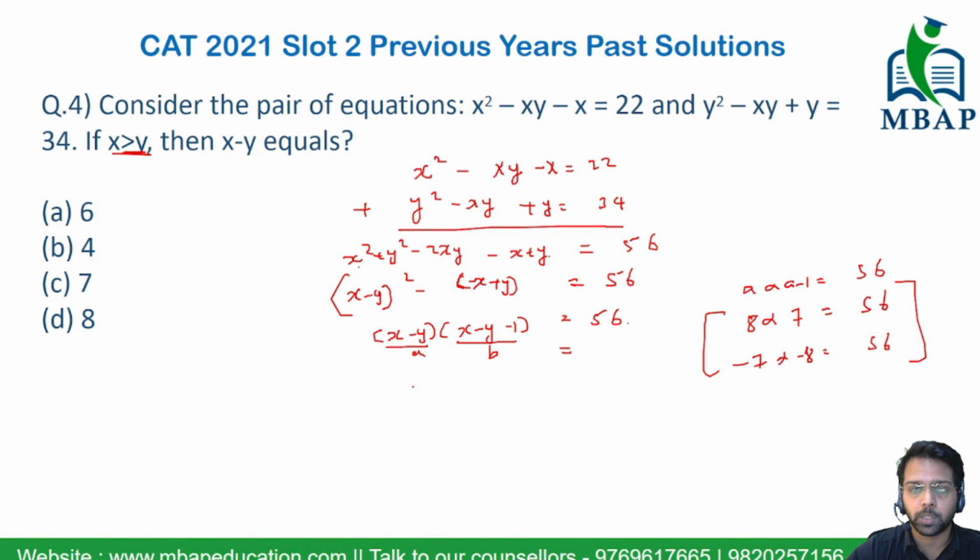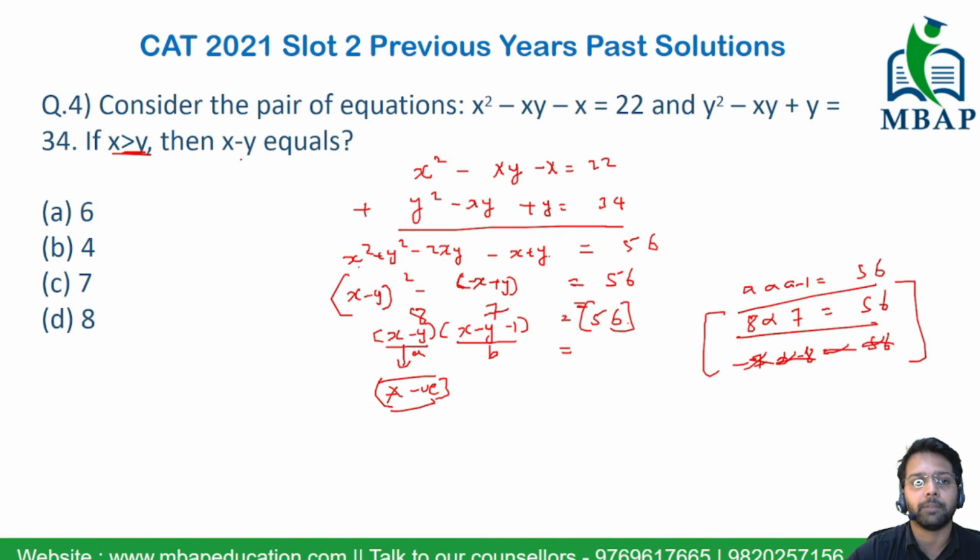If x is more than y, then the difference x minus y cannot be negative, so this option has been ruled out. The only possible value would be 8 into 7, which is equal to 56. This is 8, this is 7, and the product of them is 56.